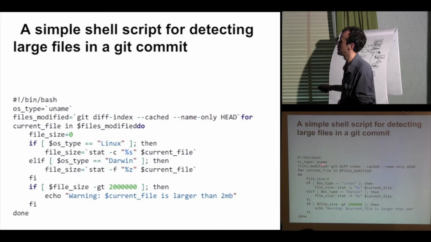And basically what this does, it returns all of the file names that are modified in the current directory. So these are the modified but uncommitted files, the things you're about to commit. And it puts them in a list, in a variable called files modified. It loops through all of them.